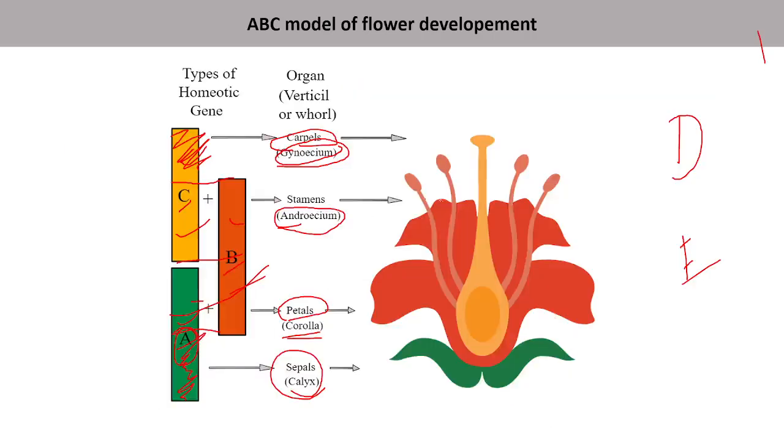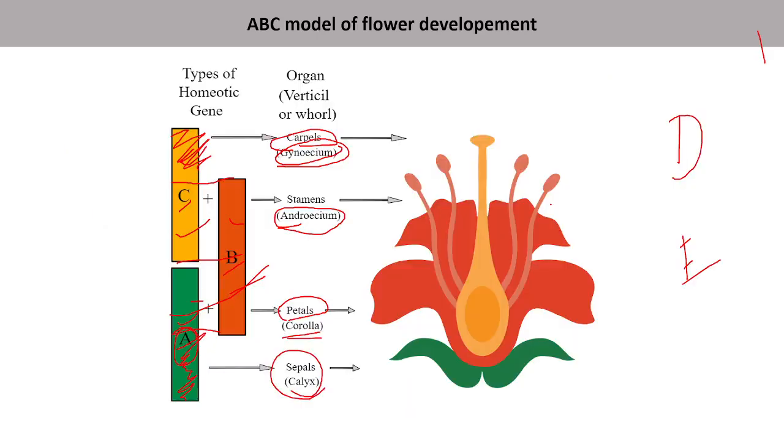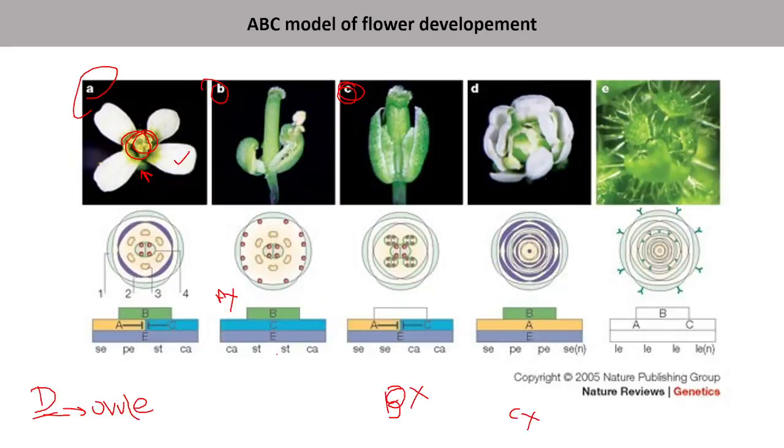So if you remove the C part from here, that means the gynoecium and the stamens will not form. That means the flower will be infertile. There will be no reproductive organ in this particular flower. It will have the petals and the sepals, but there will be no androecium or gynoecium, because the C gene is not getting expressed. C alone expresses the gynoecium part, and C in co-expression with B expresses the androecium. So there will be no reproductive organ in this particular flower.